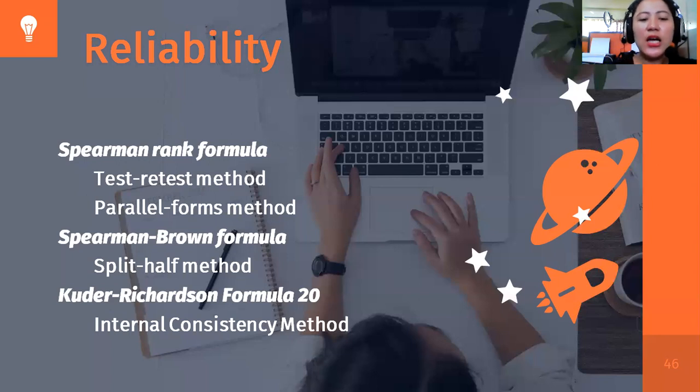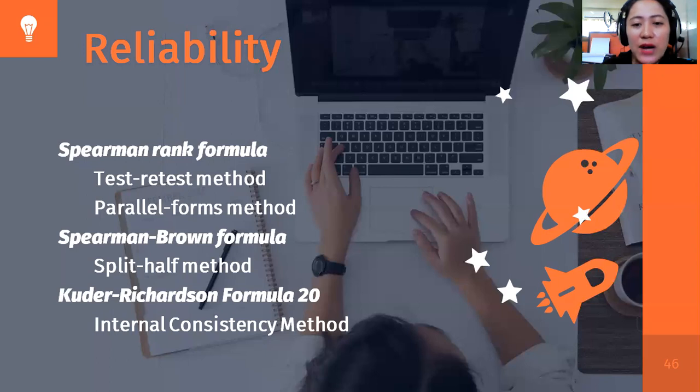For the internal consistency method, this is more applicable in psychological test or neuro test, where the scoring is dichotomous, or there are only two scores, one for pass and zero for failed. Example, in neuro test, based on my experience, you will be asked what day is today, and for example, today is Monday and you answered Sunday, so you failed to answer.